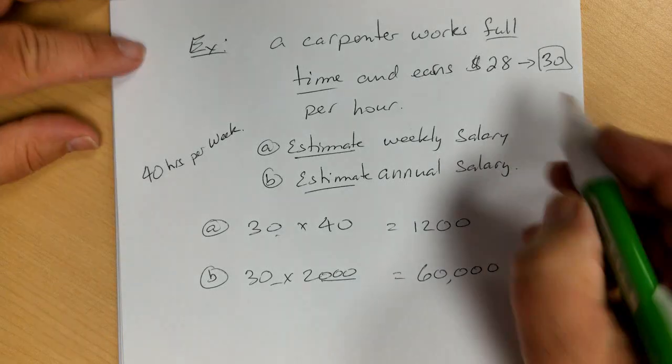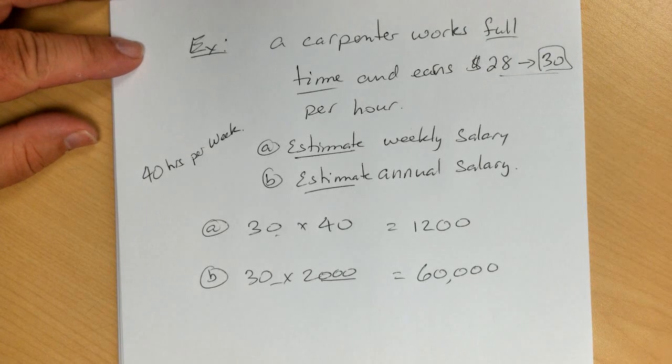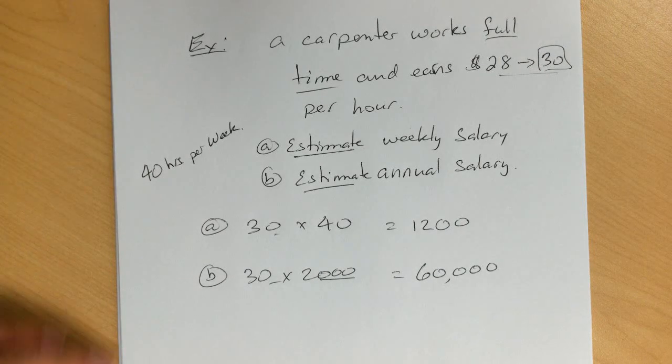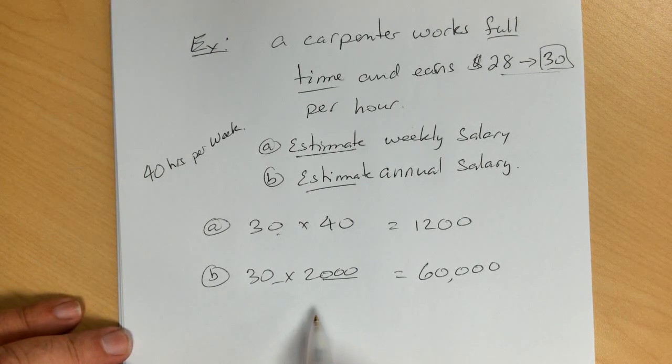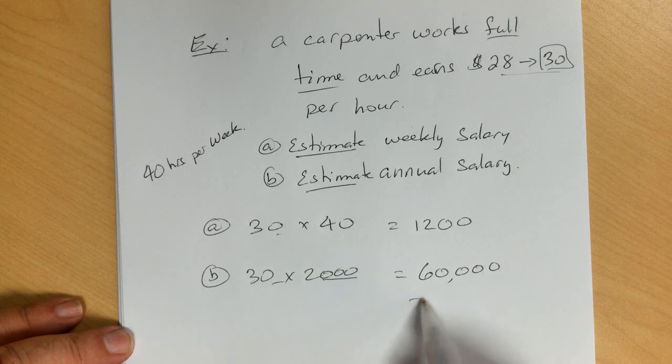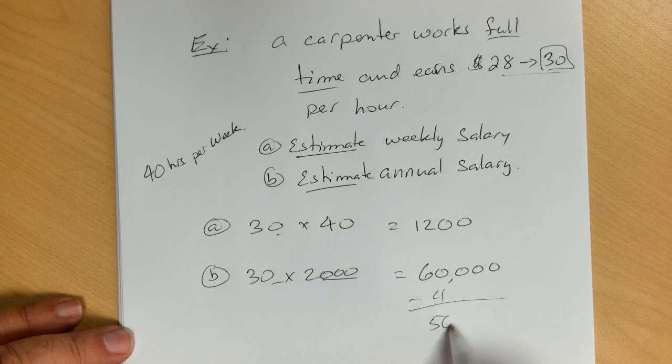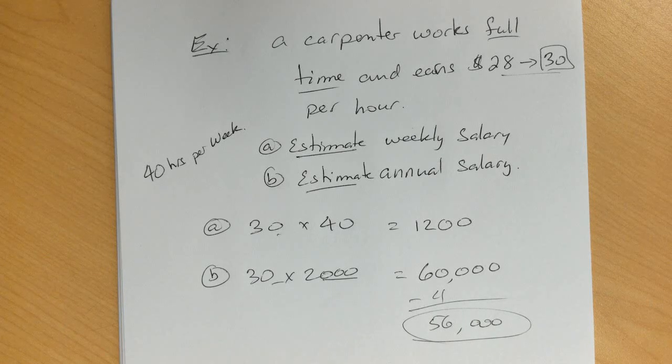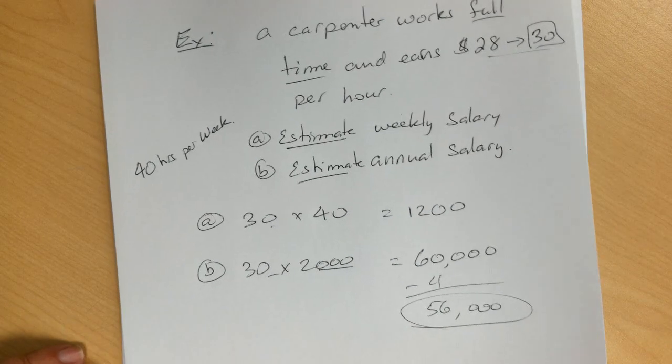But you also have to remember, we rounded up $2. So we can go further and say, okay, 2,000 times 2 is 4,000. So if we take off 4,000, he makes more like 56,000. Minus taxes, he makes about 8,000. So that's how you use estimation. Any questions so far?